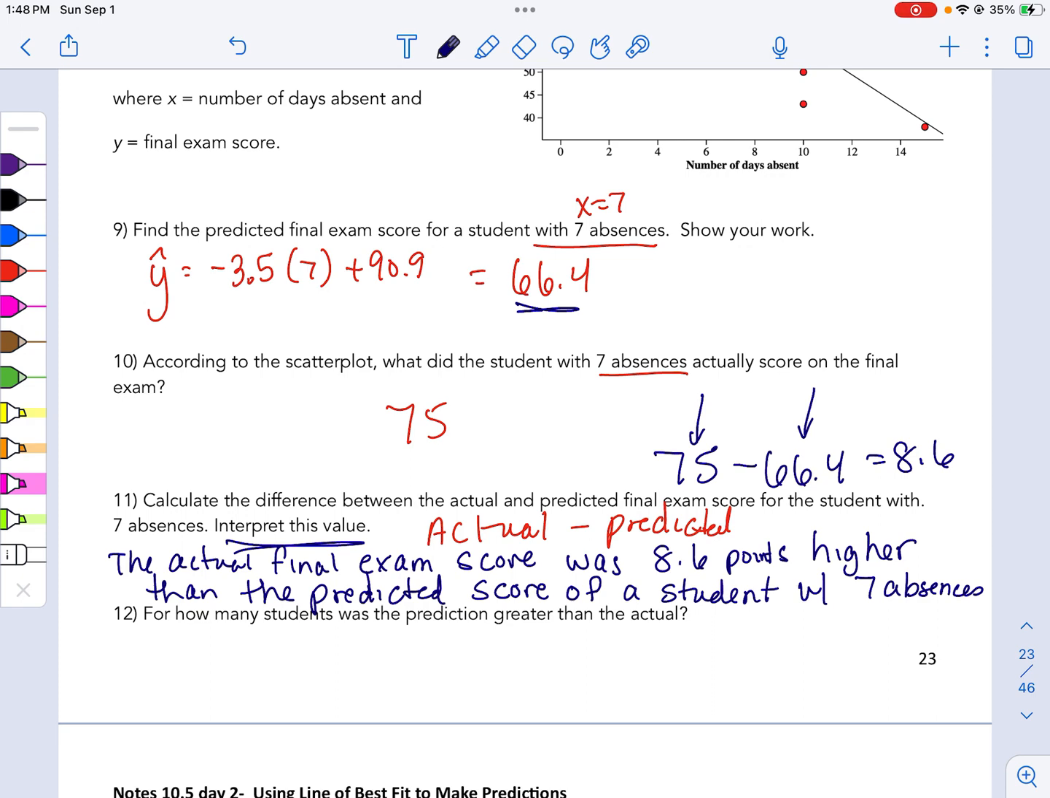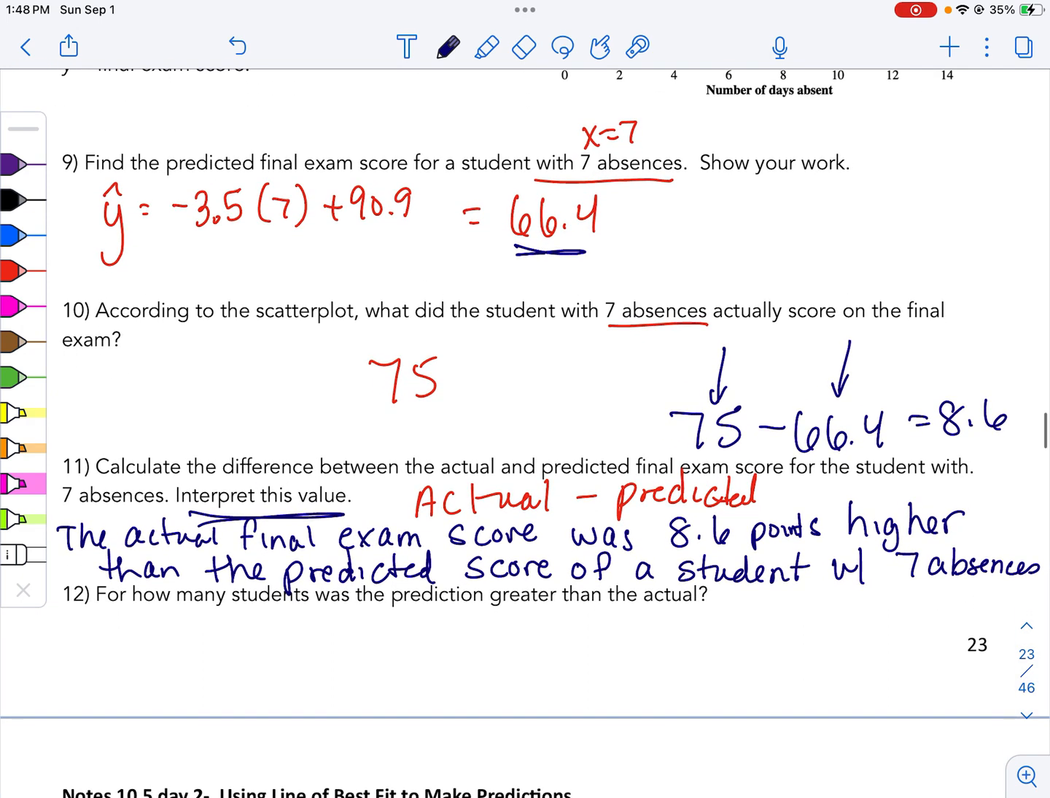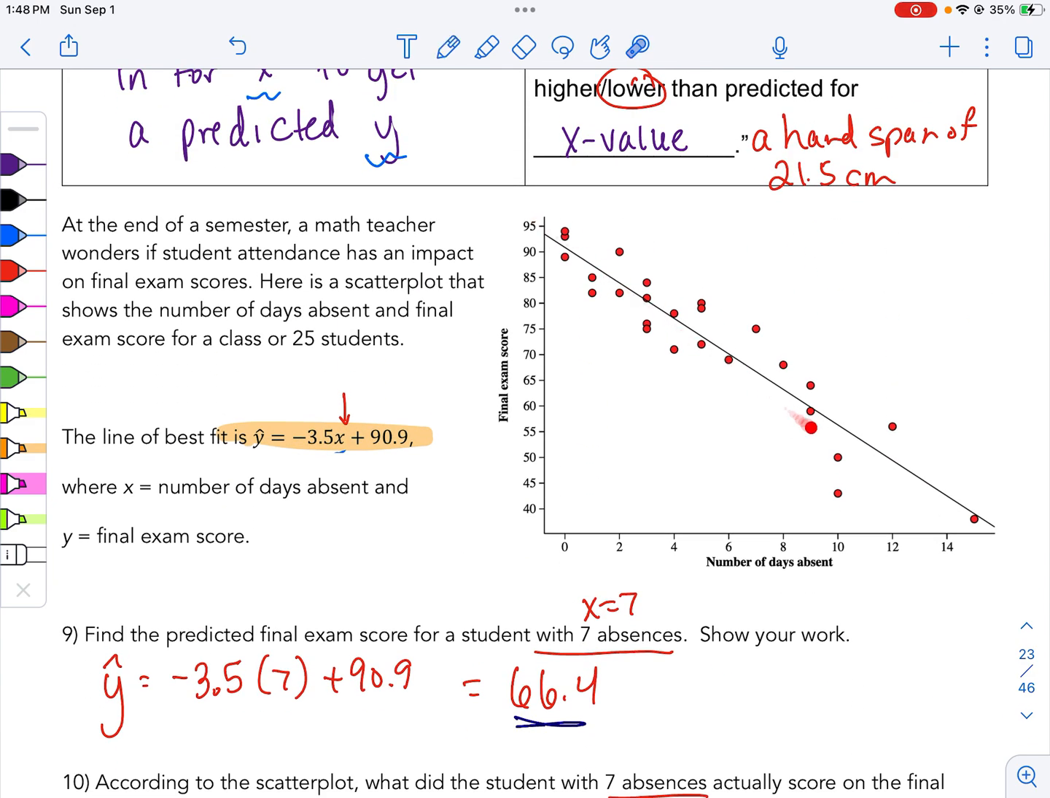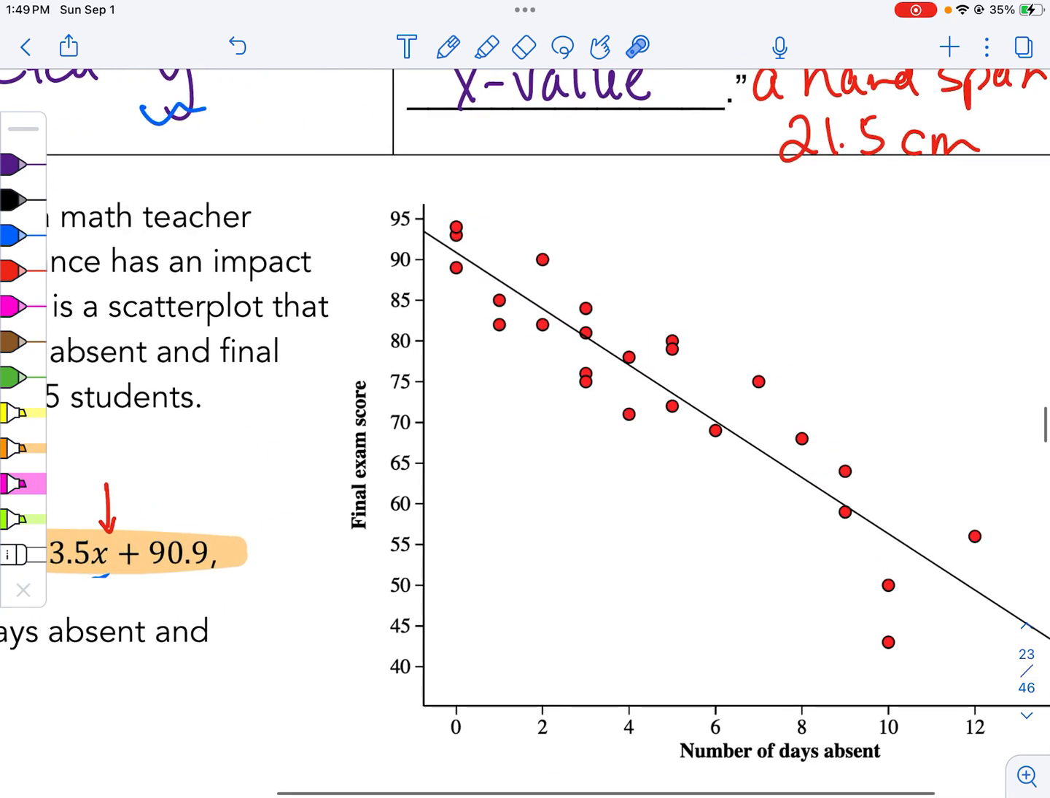All right, and then the last question says, for how many students was the prediction greater than the actual? This is my prediction line. The question said for how many students was the prediction bigger than the actual? So here's what I predicted, so I want to look for values underneath. If they're touching the line, I'm not going to count them. That person had a lower score, we predicted higher. So 1, 2, 3, 4. I'm not going to count this one. 5, 6, 7. This one's not touching, so 8.